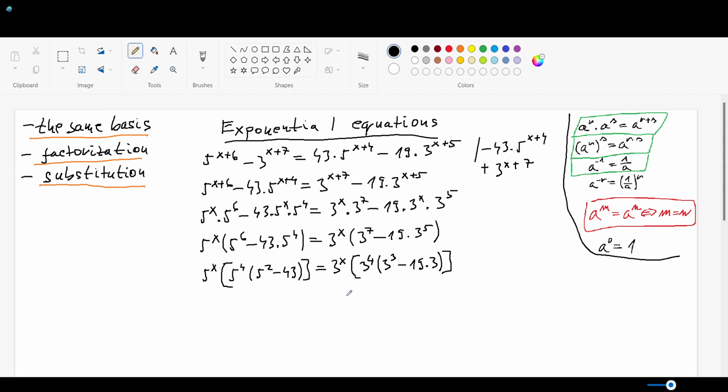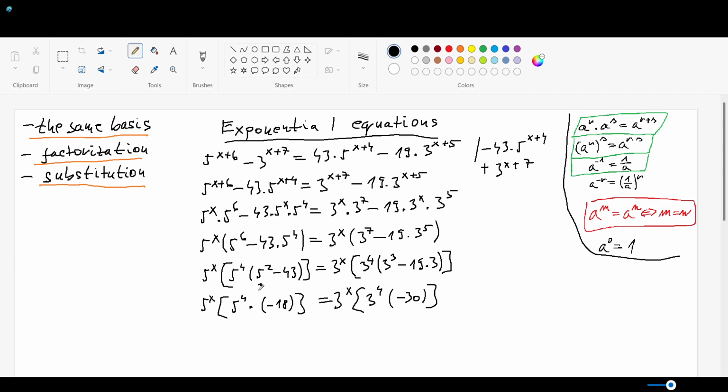Now, if you have a look at this, you can simplify it a little bit more. So it's gonna be 5 to the power of x, 5 to the power of 4 times 25, take away 43 is negative 18. You can check it on your own if you don't trust me. 3 to the power of x times 3 to the power of 4 times, this is 27, take away 57, which is negative 30. Yes. If you don't trust me, you can try on your own.